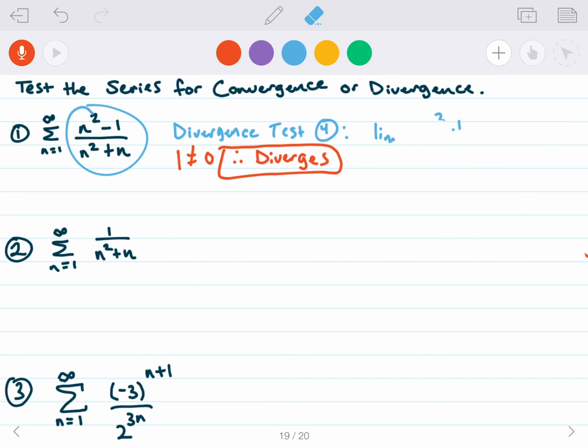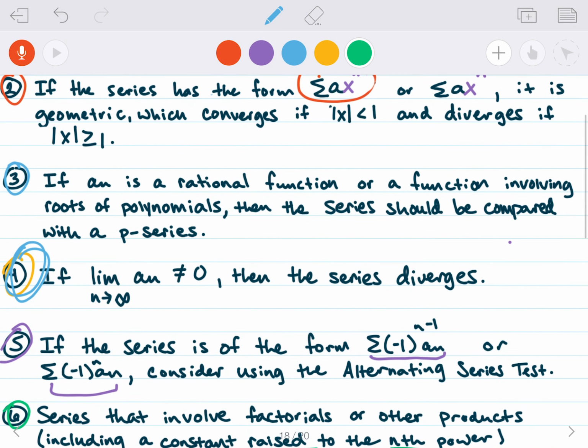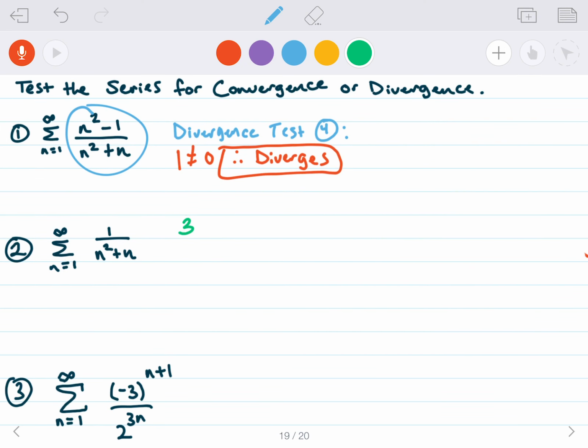Okay. So now I'm going to try the comparison test. What are we looking at here? This is kind of like a number 3 situation. We tried the divergence test, it doesn't work, so let's compare to another function.